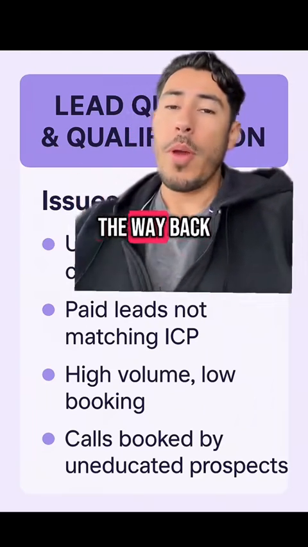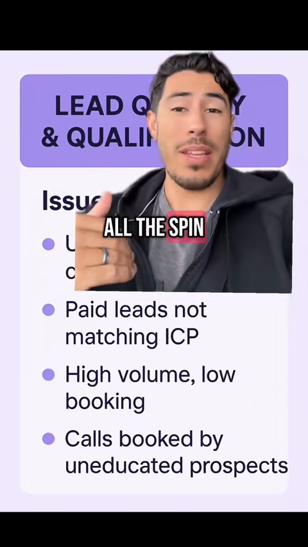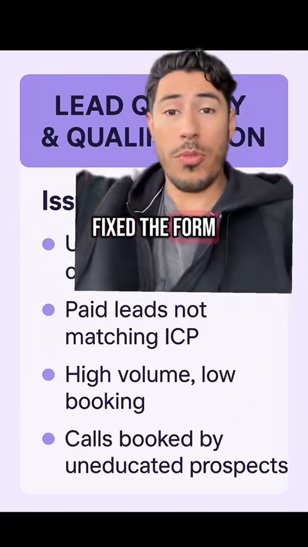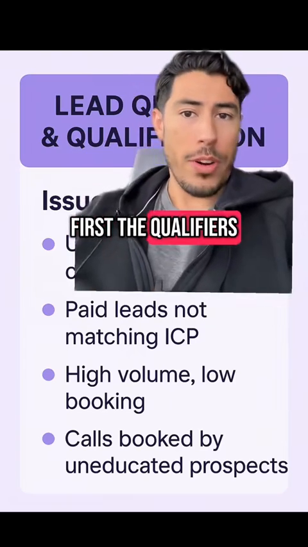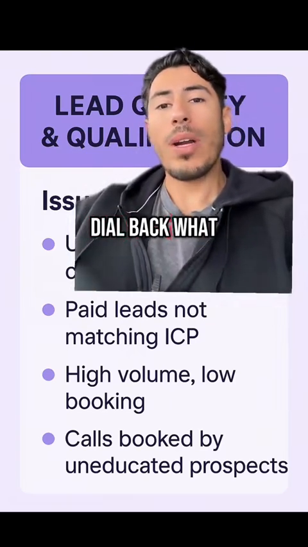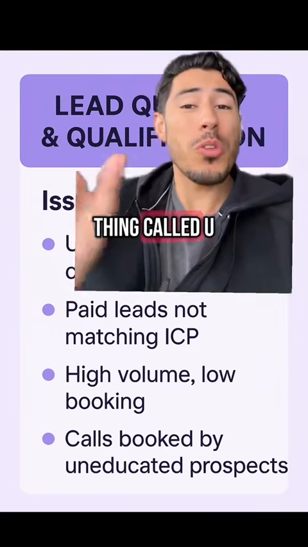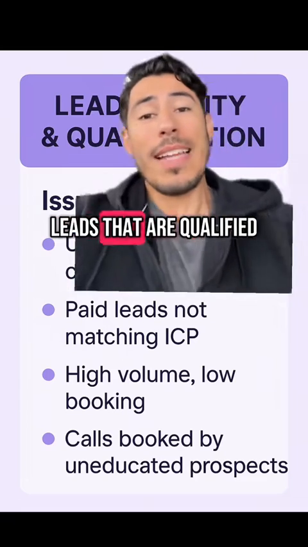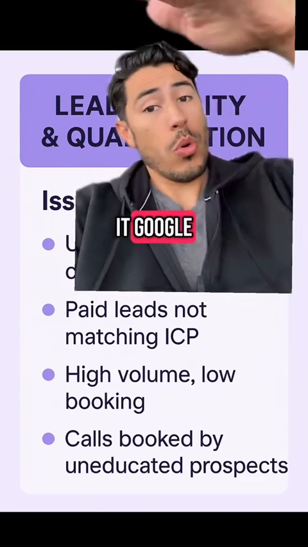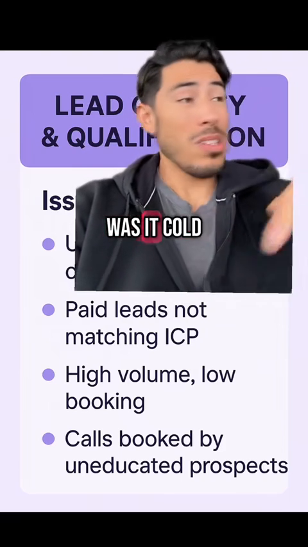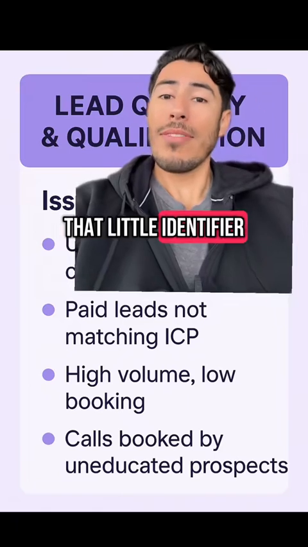So this goes all the way back to good data. The first thing you're going to do is dial back all the spend that's sending unqualified leads. If you haven't fixed the form, this isn't really going to help. Make sure your form is fixed first, the qualifiers are correct. Then you're going to dial back what is sending the unqualified leads. This goes into some little nerd thing called UTMs. If you look at the leads that are qualified, where did they come from? What campaigns? Was it Google? Was it Meta? Was it LinkedIn? Was it cold outreach? Was it direct outreach? What was it? That little identifier in your CRM.